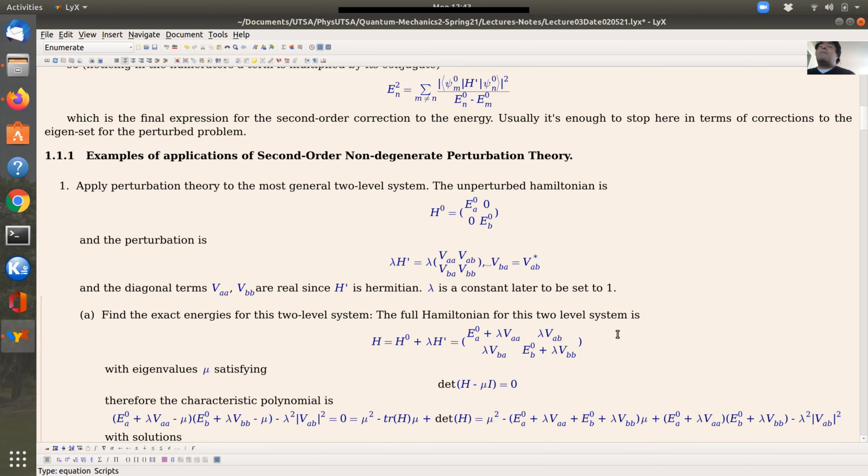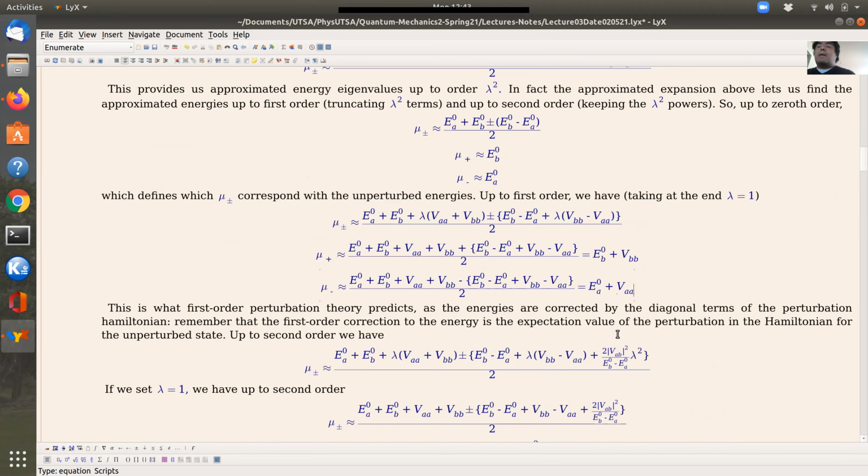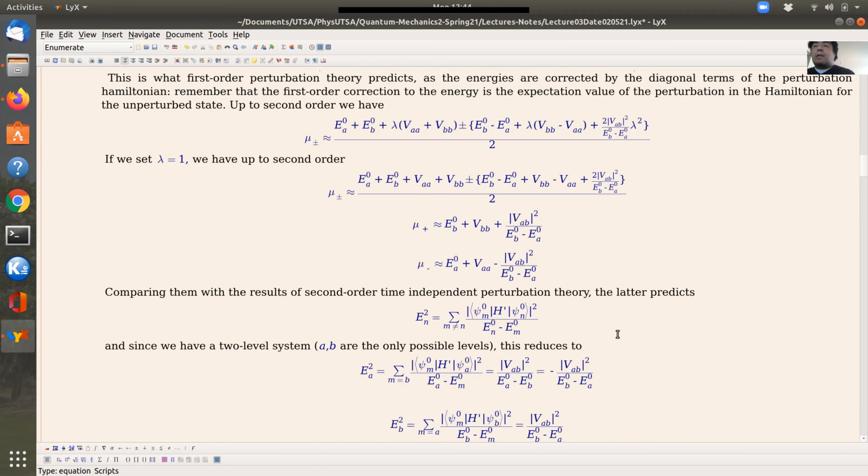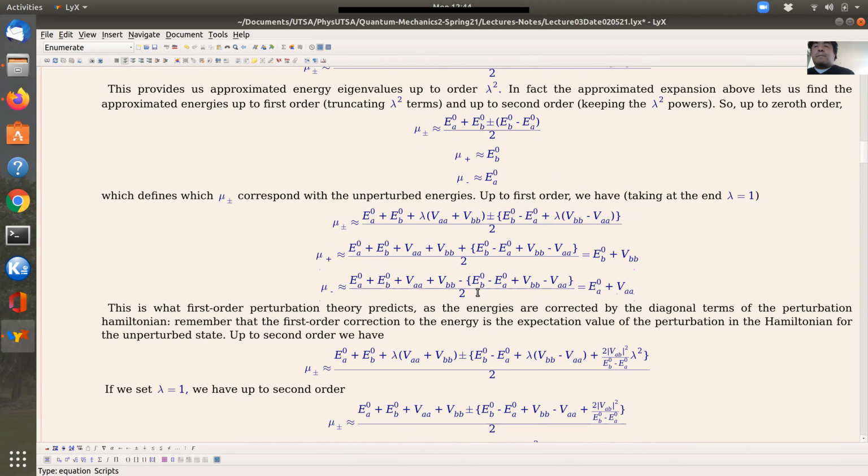And what is a diagonal term? It's basically the expectation value of the Hamiltonian in the unperturbed basis. Again, this is exactly what first order perturbation theory predicts. So the energies are corrected by the diagonal terms of the perturbation Hamiltonian. And you remember that the first order correction to the energy is the expectation value of the perturbation in the Hamiltonian for the unperturbed state, which is exactly what these diagonal terms represent. So we're nailing it at this point.